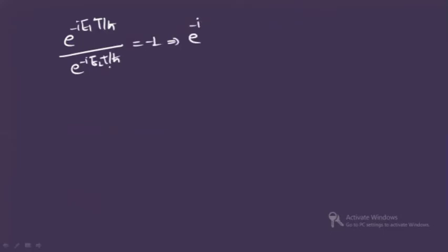Which can be further written as e to the power minus i E1 capital T by h cut, and here e to the power minus i E2 capital T by h cut, equals minus 1. You can write it as e to the power minus i, if you take this term to the numerator and take T by h cut common, E2 minus E1. Why? Because this will become positive when it goes to the numerator, right? And minus 1 can be written as e to the power minus i (2n plus 1) pi, right?